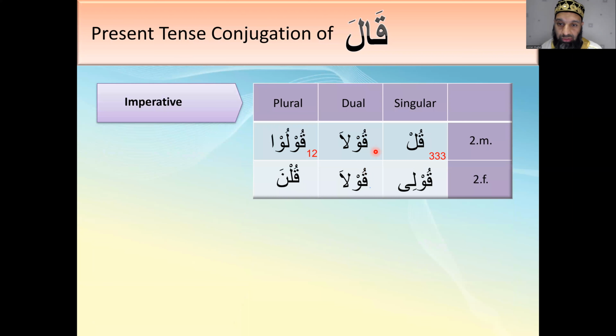This is a combination: qul, qula, qulu, quli, qula, qulna. Just remember qulu and qul, that's it. Qul is say, and qulu is you all say. You don't have to remember the formula. Just remember the outcome: qul and qulu, that's it.